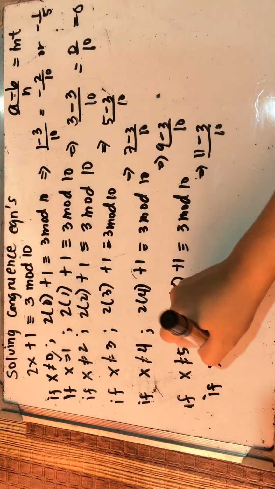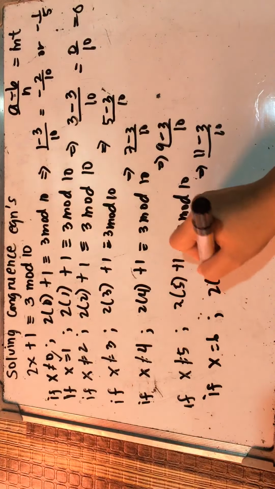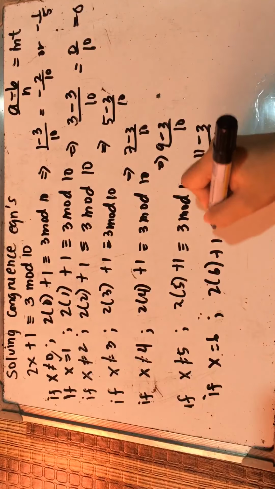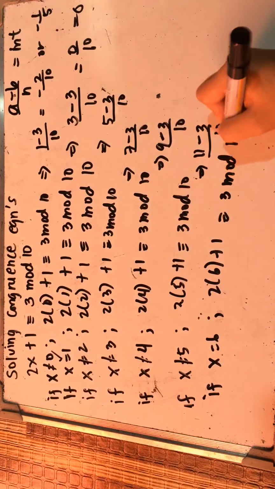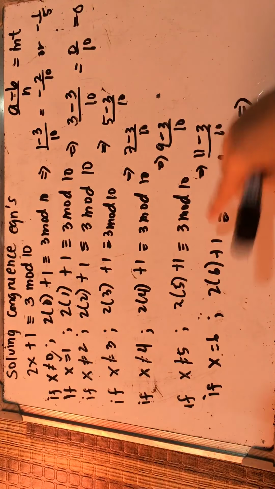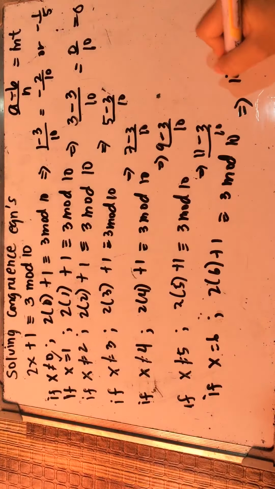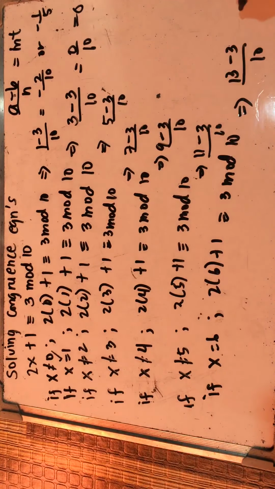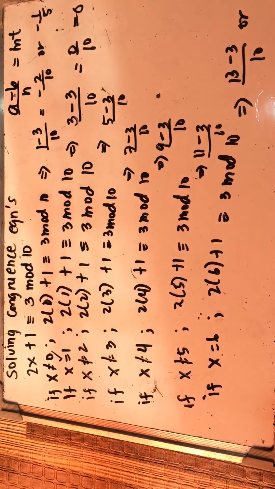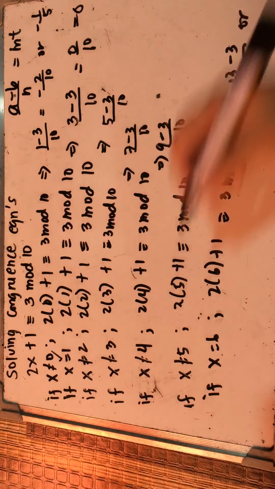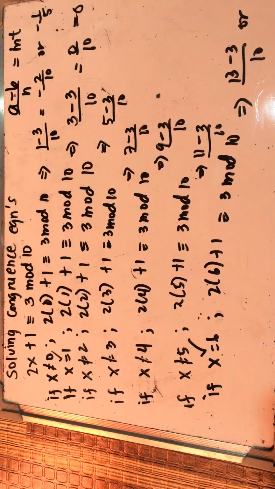If x is equal to 6, so 2 times 6 plus 1 is congruent to 3 modulo 10. So, we have 13 minus 3 over 10. Yan. So, 10 over 10 or 1. So, that is an integer. So, we have the second solution. So, at least dalawa. Kung gusto nyo makasigurado, kuhanin nyo yung pangatlo.